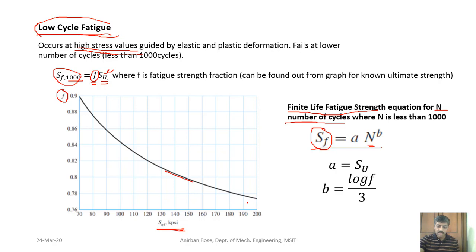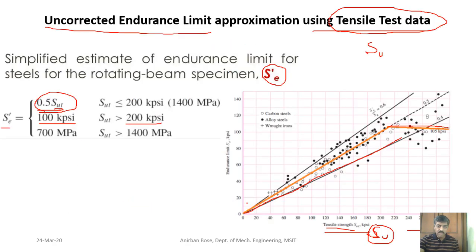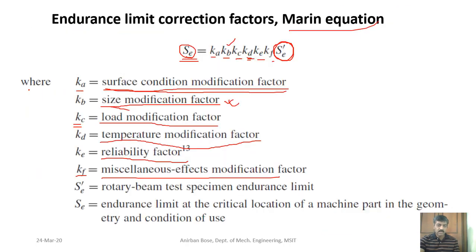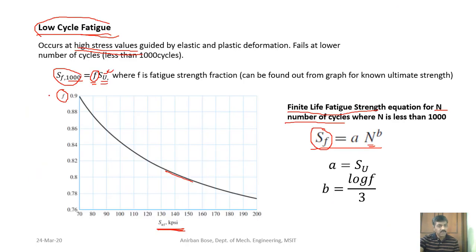Okay, so basically what we want to do in the low cycle region, if we want to find out the fatigue strength, suppose we want to find out the fatigue strength corresponding to FT cycles. So in the graph, corresponding to FT cycles, you draw a line and we will find out what is the fatigue strength corresponding to FT cycles. But without this data, that means without the data of the fatigue test, how can we find out that? We can find out using this relation.